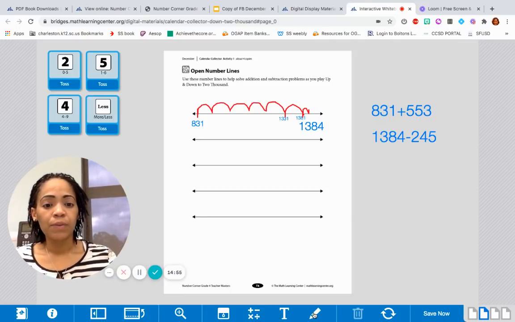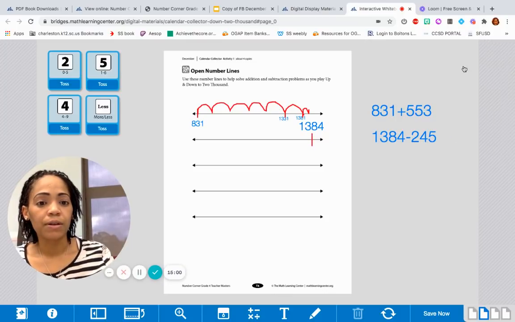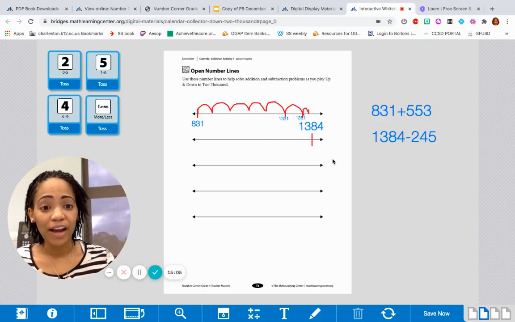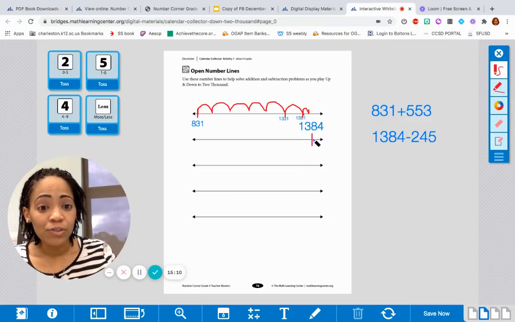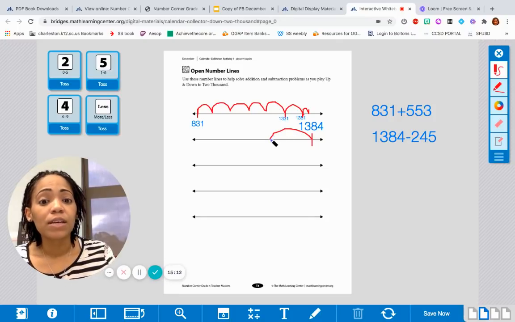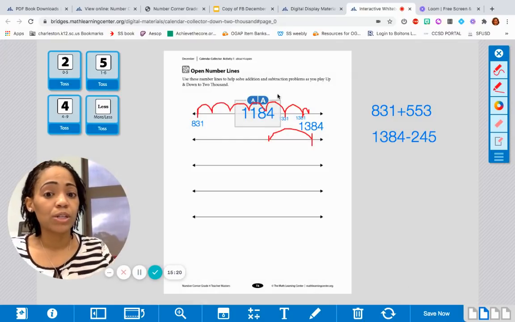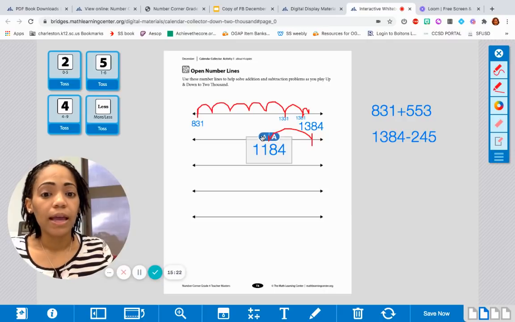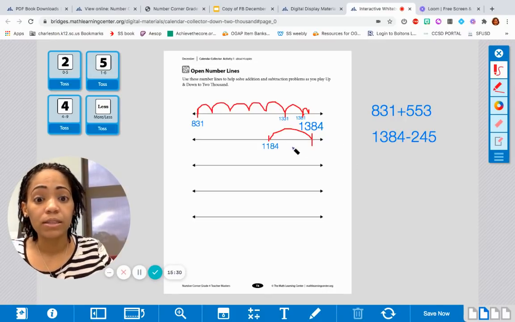So if we're starting with 1,384, which is where we landed last time, right? Taking away 245, we still can chunk, right? So I'm going to take away 200, which is going to give me 1,184, right? Because I had 300s, but I took 2 of those hundreds away. And I'm not done because I still have to take away 40. So 4 tens from 8 tens would leave me with 4 tens.